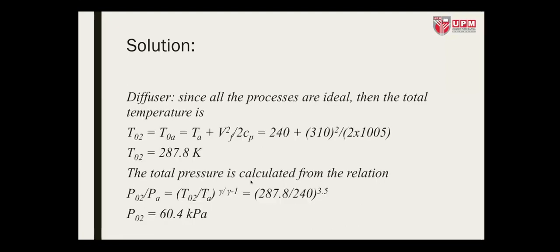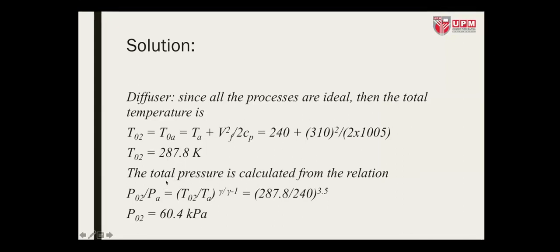Let us look into the diffuser. Since all the processes are ideal except at the diffuser, the total temperature TO2 is equal to TOA, where TA plus the kinetic energy of the air. So you will put down the numbers there. You will get TO2 as 287.8 Kelvin.